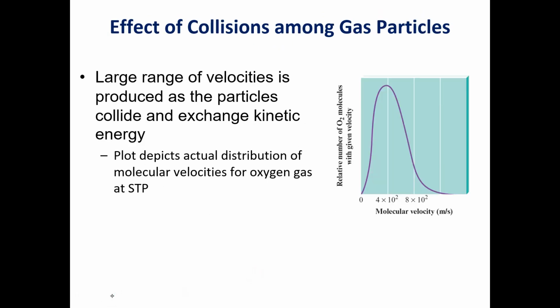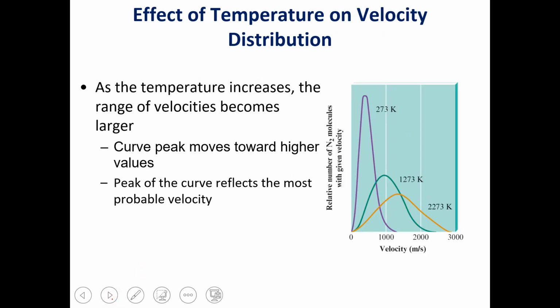There's also a very large range of velocities. We tend to focus on the average velocity, but in reality, not all gas particles are going to be going the average velocity. We're taking an average of all of the velocities in a sample. So some particles are going so slow they're barely moving. Some are going to be going somewhere around the average. Some are going to be going much faster. And as we increase the temperature, what happens is that range of velocities becomes larger.